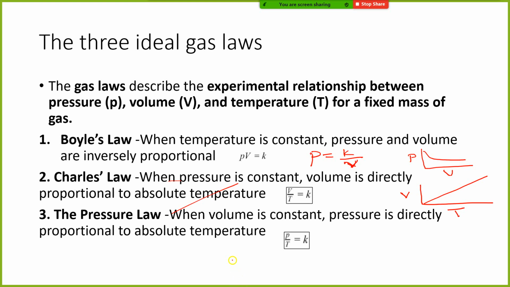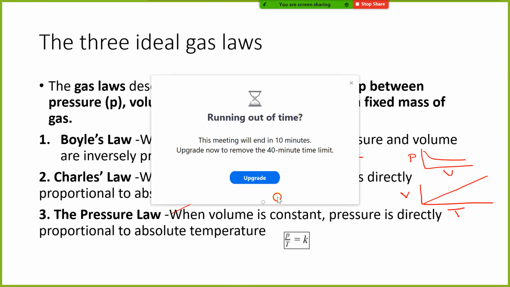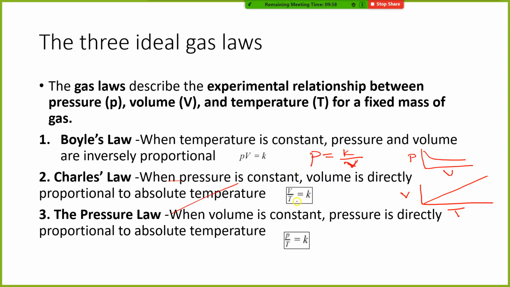So with this now, we're seeing here that if we were to really transpose this equation, V is equal to K times T, which just shows us that V is directly proportional to T, where we say that V is our dependent variable and temperature is our independent variable.